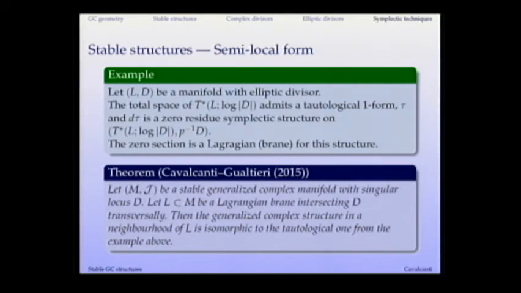And you can actually check that this is all you can get, in the same way that all Lagrangians have a standard neighborhood theorem in the symplectic case. If you have Lagrangians which intersect your type change locus transversely, you also get a corresponding neighborhood theorem here. So if you have a stable generalized complex manifold with singular locus D, and L is a Lagrangian brane, which is to say that it's Lagrangian in the symplectic locus, and a Lagrangian brane which intersects D transversally, then the generalized complex structure in a neighborhood of L is isomorphic to the one you get in this example here, which is essentially T star of L.